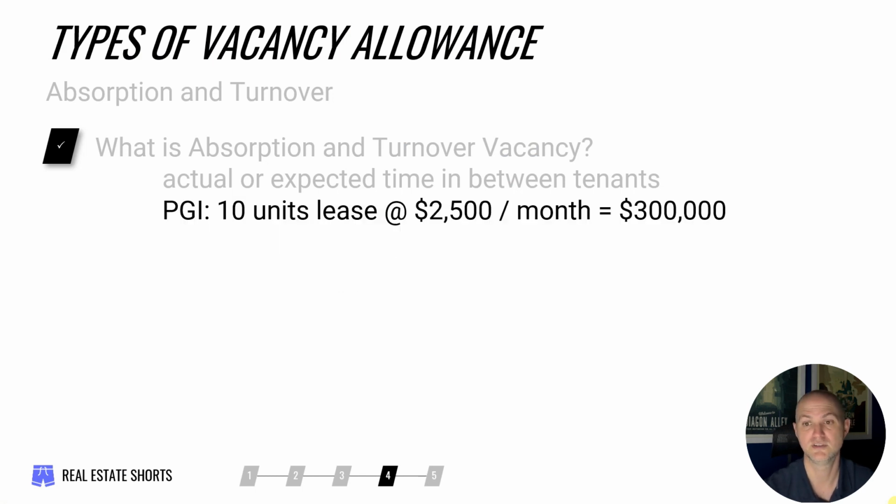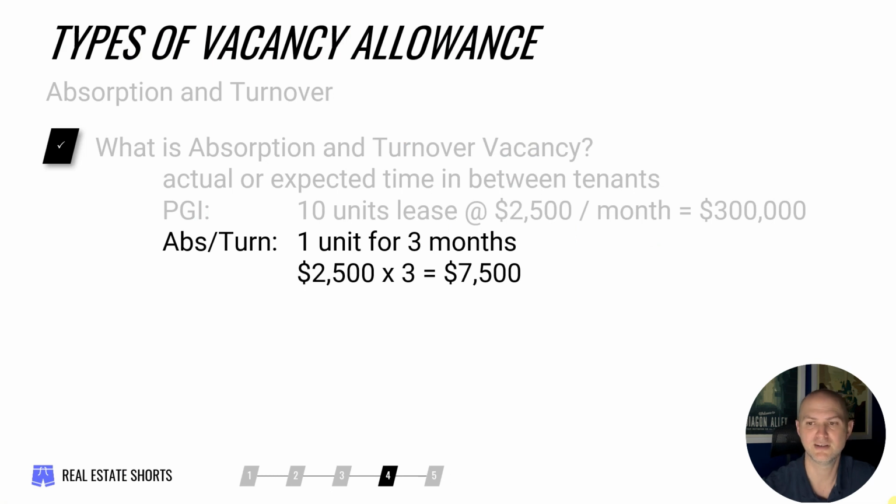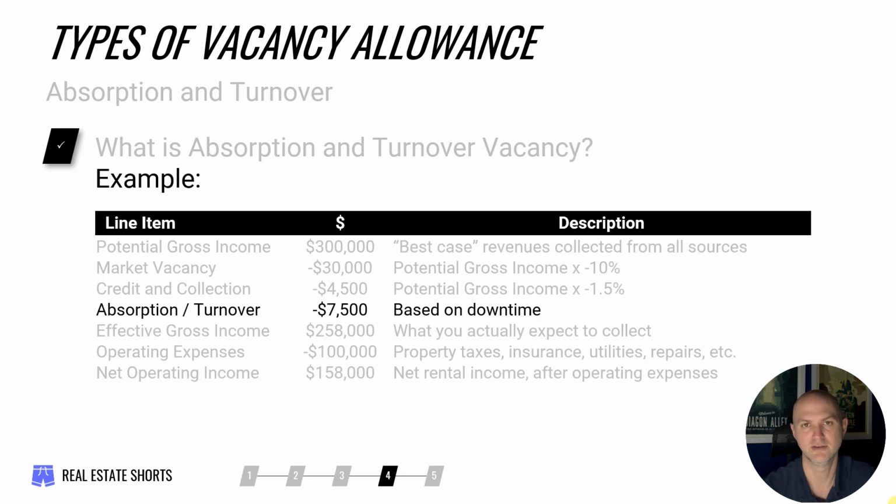So let's assume 10 units and they each lease at $2,500 a month. For 12 months, that's $300,000. But what if you have one unit that's down for 3 months? That's $7,500 that you couldn't collect. That is absorption and turnover vacancy. That lost revenue associated with the tenant leaving and you having to find another one. So this calculation is really based on downtime, right? You can make estimates of how long you think it'll take and when you think your tenants will come in and go. But generally, this is an estimate that you'll make based on those conversations with property managers or tenants.